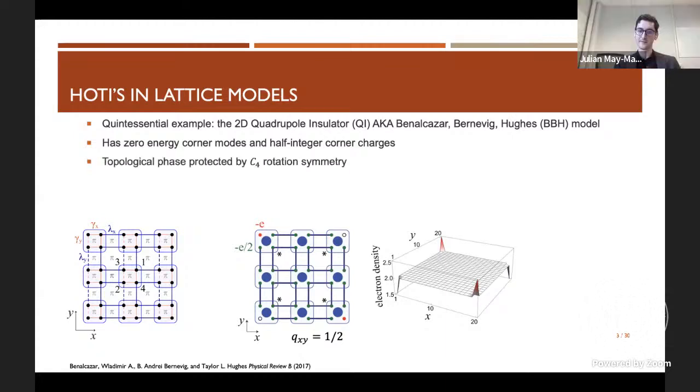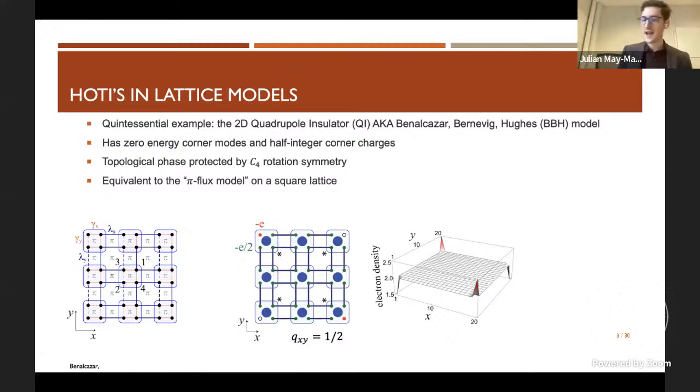This model is a topological phase protected by C4 rotation symmetry, in the sense that it cannot be trivialized without breaking these C4 rotations. And as a more historical note, this model is actually equivalent to what's known as the pi flux model on a square lattice, which is essentially what happens when you take a square lattice with 1 particle per site and then thread a flux of pi through each of these plaquettes, as shown on this leftmost image.